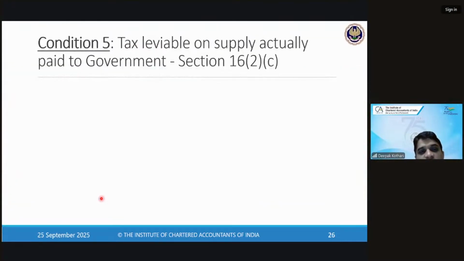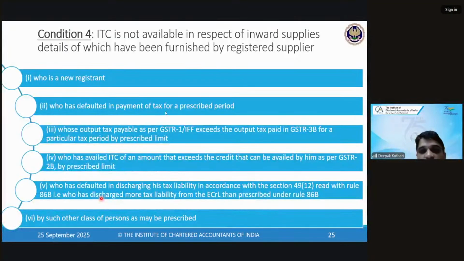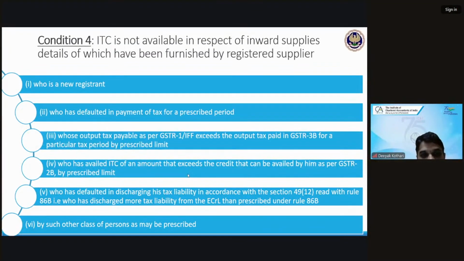So what is this fourth condition saying? That in your GSTR 2B, we will give you a special list. And from the special list, if you are getting credit from any of them, then your credit will be blocked. Now, how do we understand this? Let's take an example. I will show you a GSTR 2B. Then you will understand this in a better manner.